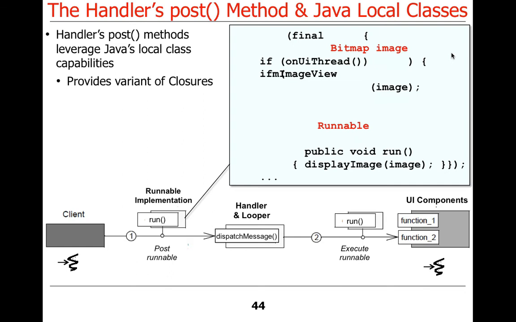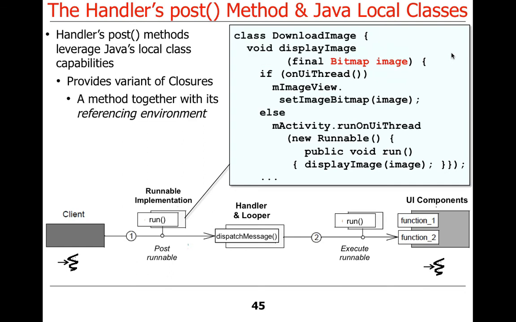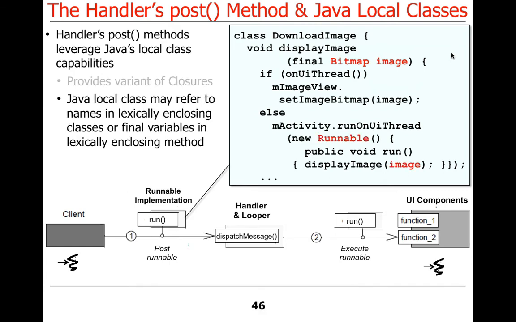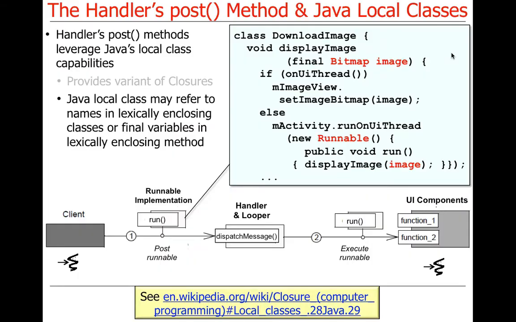This provides a variant of something called a closure. So a closure is basically a method that also contains its runtime environment or its context. And that context can include non-local variables. And we'll see here how this gets used. If you take a look at closure, you'll read more about closures. The actual kind of closures that Java supports are known as local classes. It's not quite as powerful as a full-blown closure, but it's pretty close.